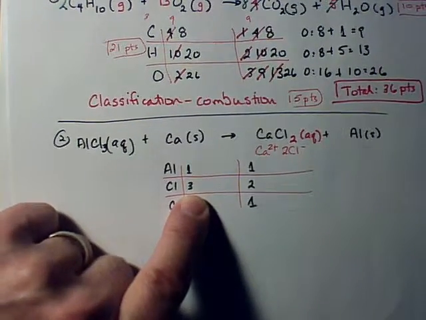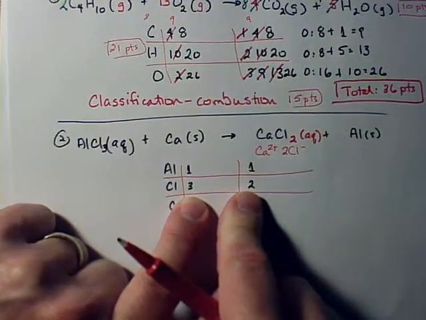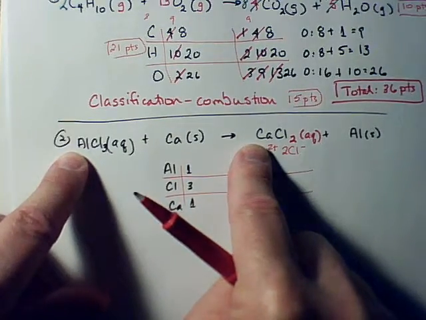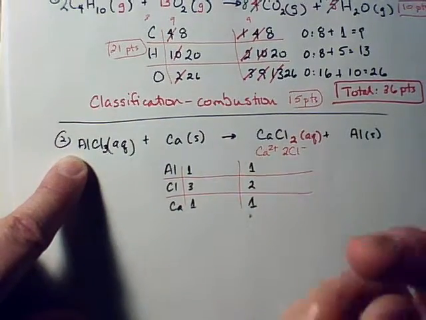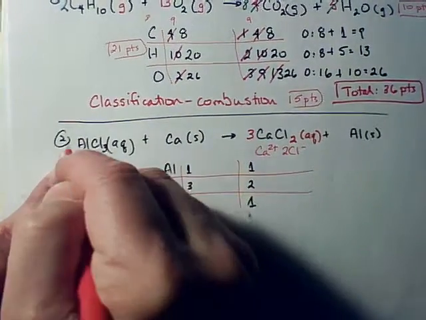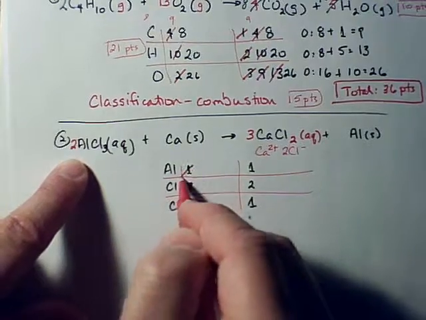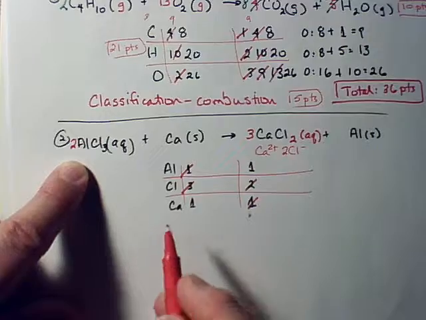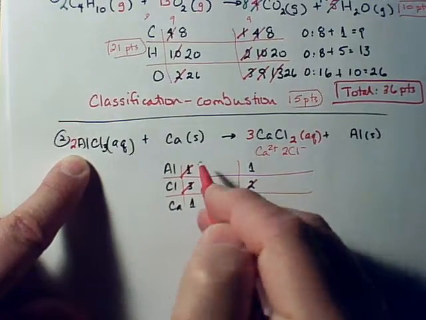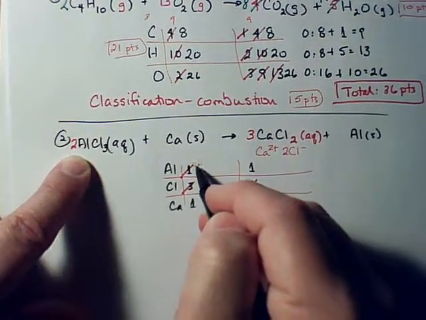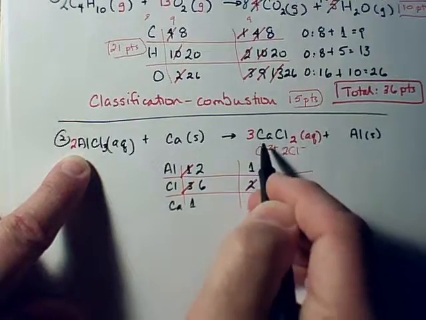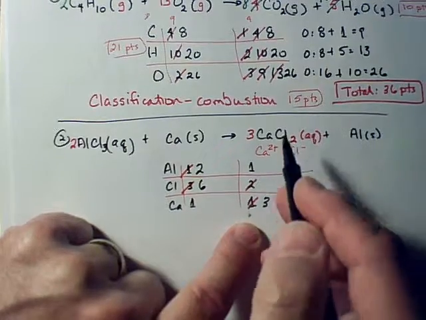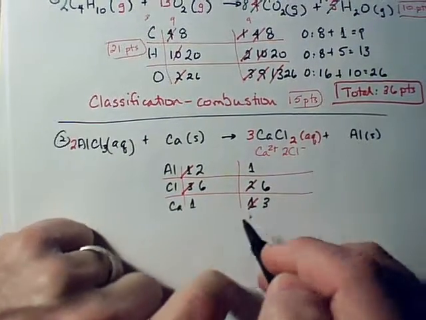And the only way to get the same number of chlorines on both sides is to put a 3 in front of this species and a 2 in front of this one. Okay, that will give me 6 chlorines on both sides. So I'm going to put a 3 here and a 2 here. And that's going to change the number of aluminums and chlorines on this side and the number of calciums and chlorines on this side. So over here, I now have 2 aluminums and I have 6 chlorines. Over on this side, I have 3 calciums and 6 chlorines. So the chlorines are balanced.